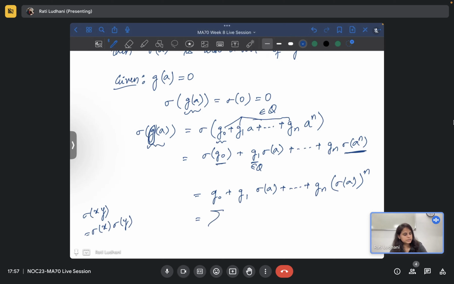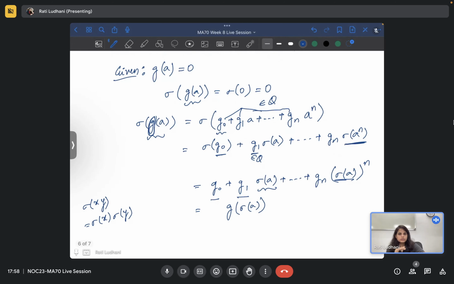So you will get this, you can write it as a summation, or much better we can write it like this. It's the same polynomial, as you can see, but in the place of a, it has now become sigma of a. So this is this. So we can interchange sigma and g. Is that okay? Yes. Okay, great. So this is all happening because this is a Q algebra homomorphism.